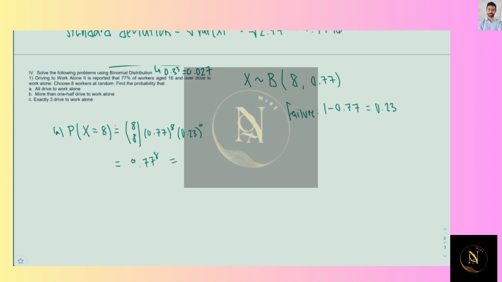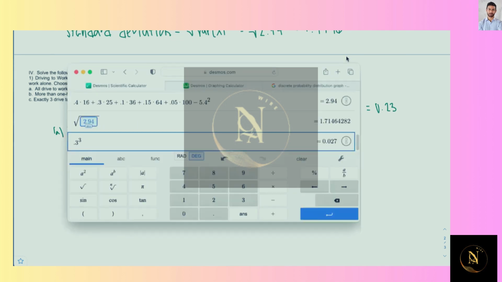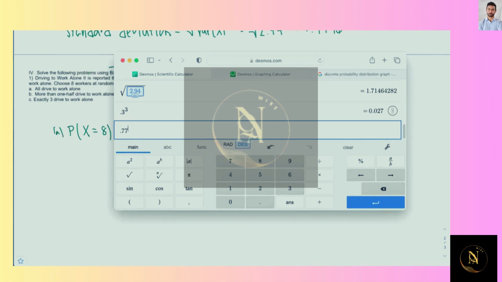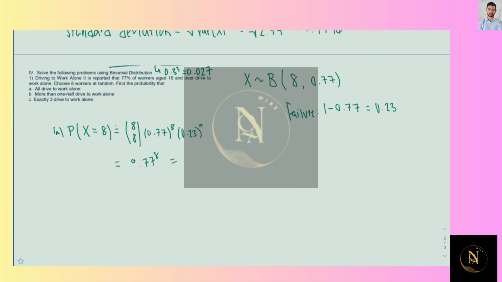We'll get our calculator for that. 0.77 to the power 8. 0.1236.